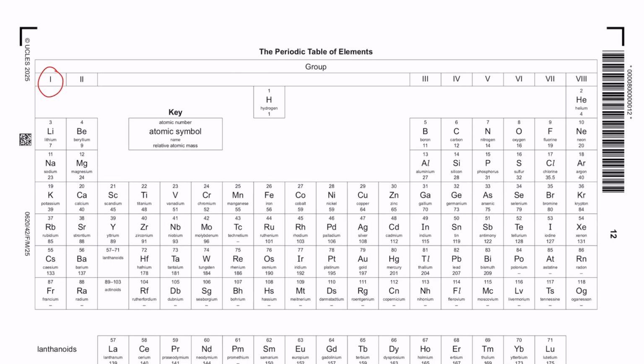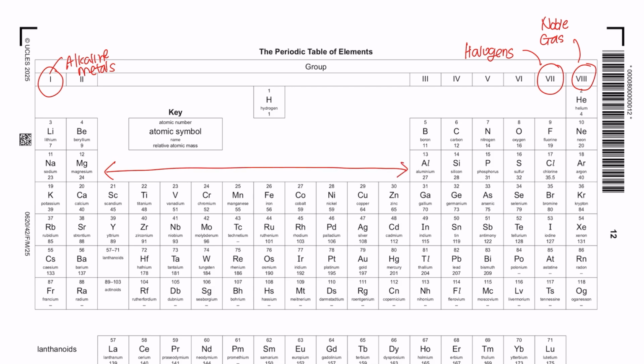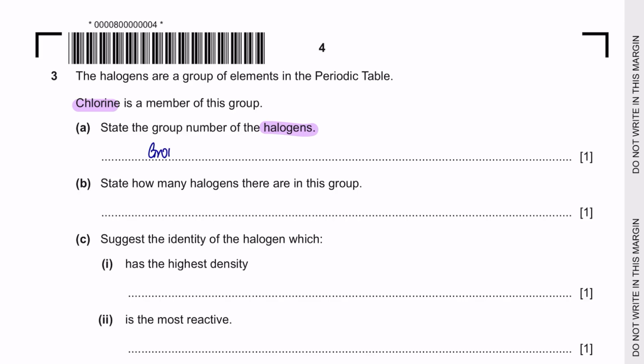All the elements in group 1 are known as alkali metals, and all the elements in group 7 are identified as halogens, whereas group 8 are called noble gases, and all the elements from group 3 until group 12 are known as your transition elements. So the group number for halogens is group 17. In your syllabus, you can also call it group 7 because usually the transition elements are excluded.